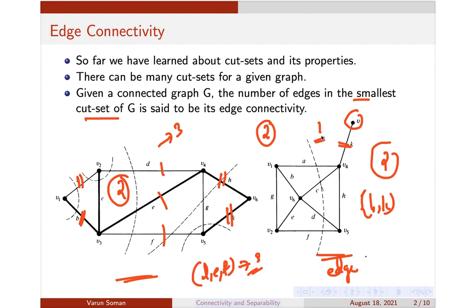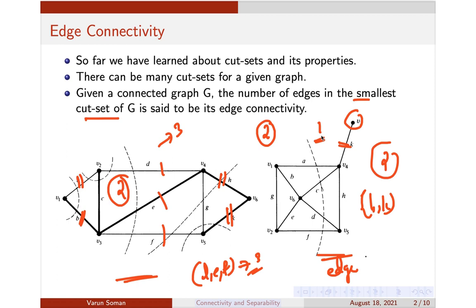Remember, edge connectivity is not the number of edges in a cut set, it is the number of edges in a minimal cut set, the smallest cut set. There can be many smallest cut sets, so the number of edges in the smallest cut set is called its edge connectivity. I hope it is clear.